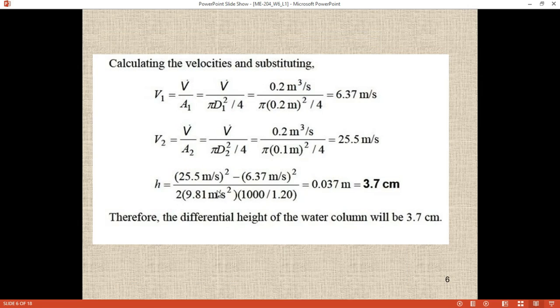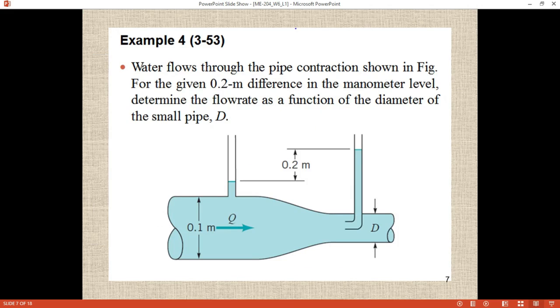Okay, this is the equation, and finally you calculate the 3.7 as the height. So therefore the differential height of the water column will be 3.7 centimeters. So let's move on to the other problem.